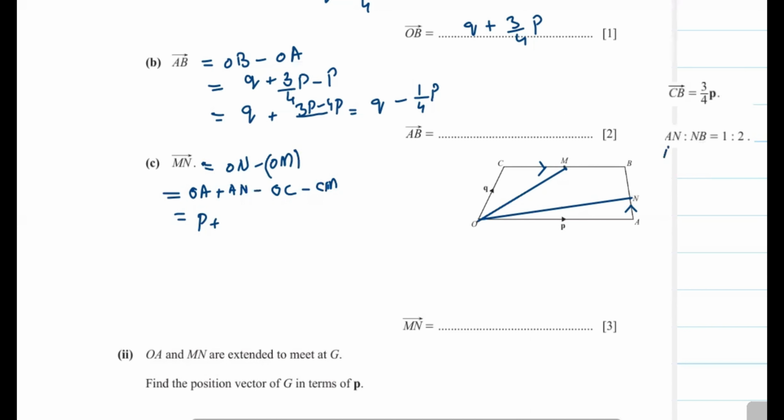And AN, you see here, AN to NB equal to 1 over 2. And we can write it AN over AB. AB is the total length, that ratio is 1 and 2. Therefore, the ratio between AN and AB becomes 1:3 because 1 plus 2 is 3. Therefore, AN can be written as 1 over 3 AB. Now we write AN as 1 over 3 of AB. And OC, you see here, this is OC minus Q.